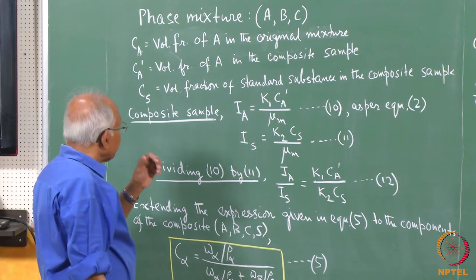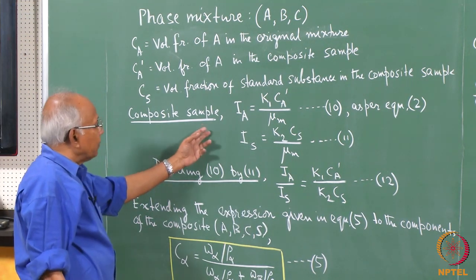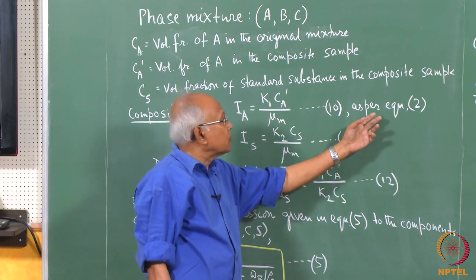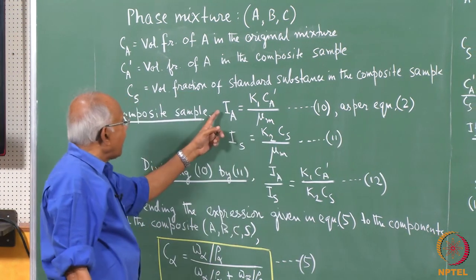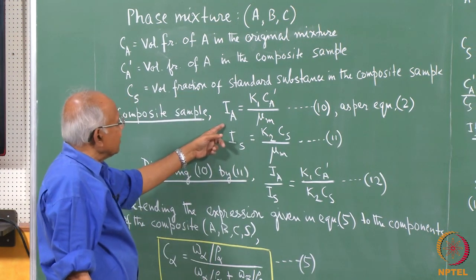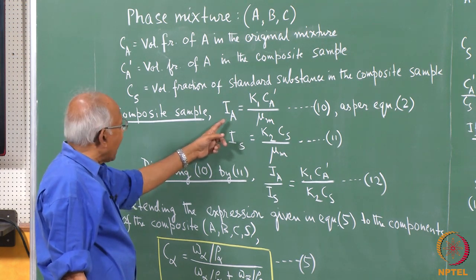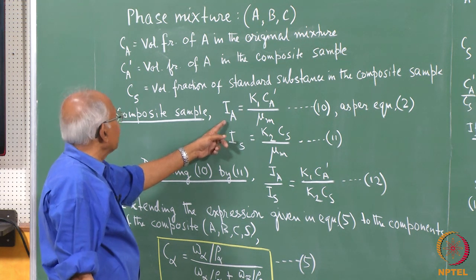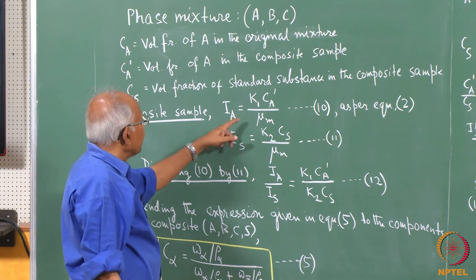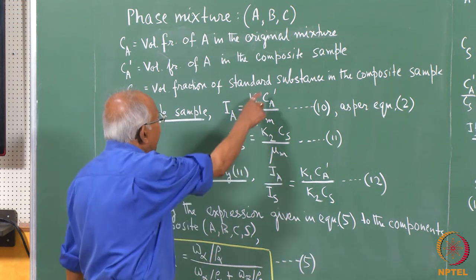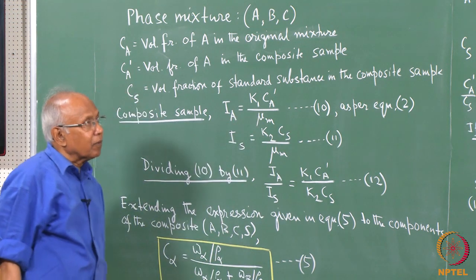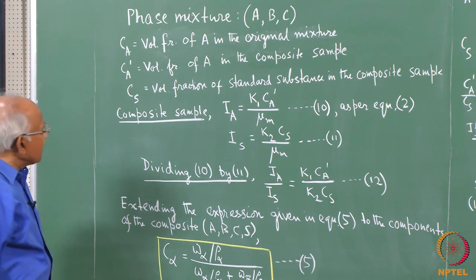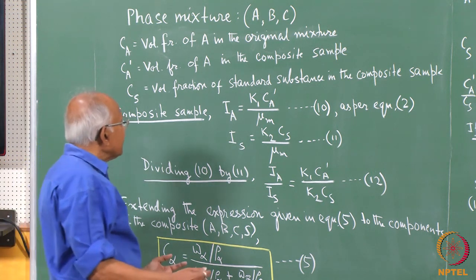So now for the composite sample, using the expression of equation 2, we can write Ia, the intensity of a particular line for the phase A in the composite sample, is equal to K1 Ca prime by mu m, where mu m is the linear absorption coefficient of the whole composite sample.